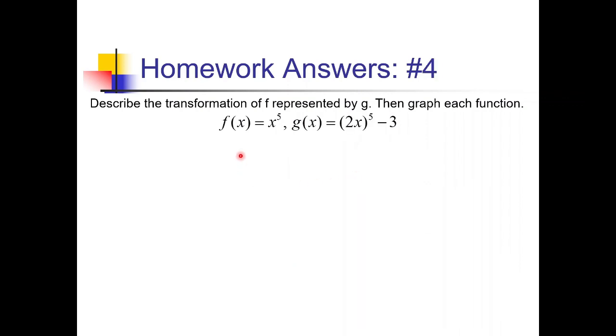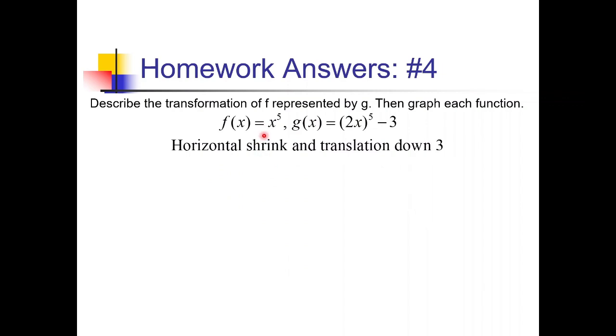To transform the graph of x to the fifth according to this g function, let's first write out the transformation that's happening. This 2 inside the function is actually the opposite of what we expect, and it's horizontal. This is going to be a horizontal shrink that's going on there. And the -3 outside is translating us down 3 units.